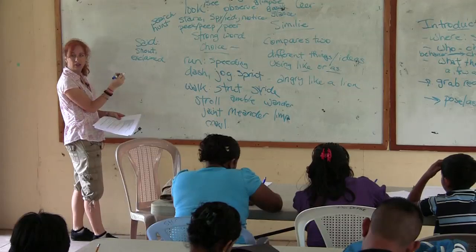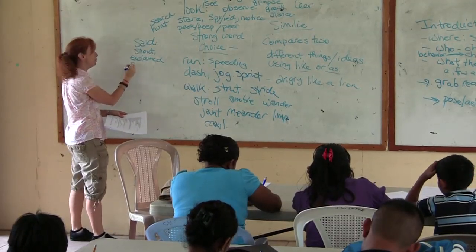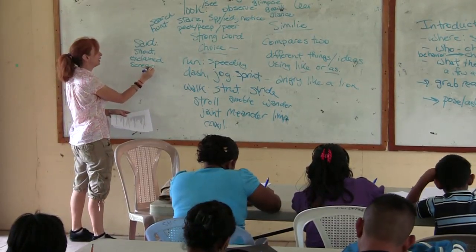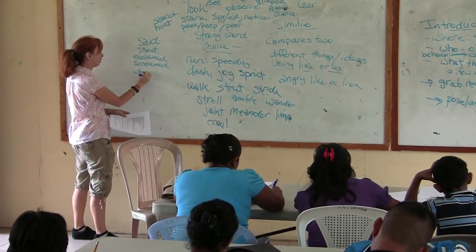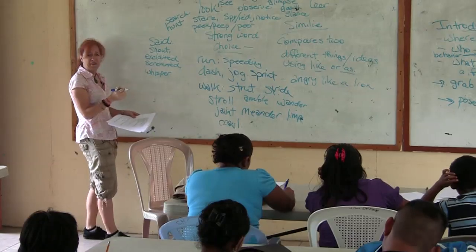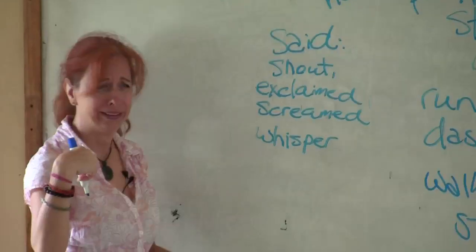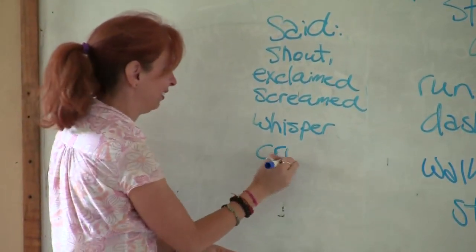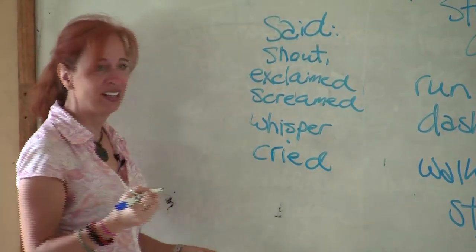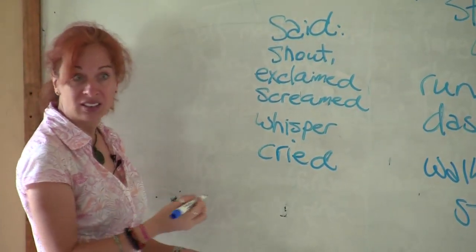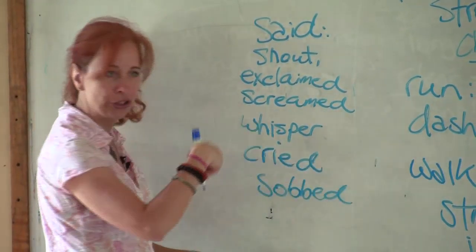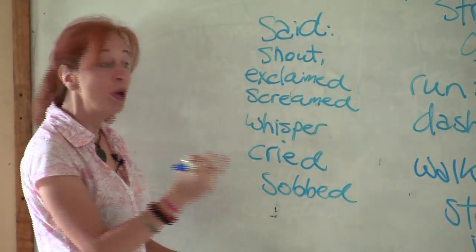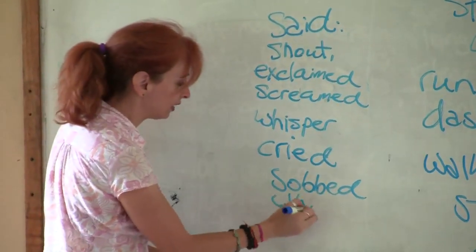Excellent. Screamed. Very good. How about if someone's really sad? Oh, they might whisper. Sure. I'm so sad. Cried. Yes. Sobbed. That's a really good one, because that one really gives you a picture in your head. Whimper. Excellent. Very good.